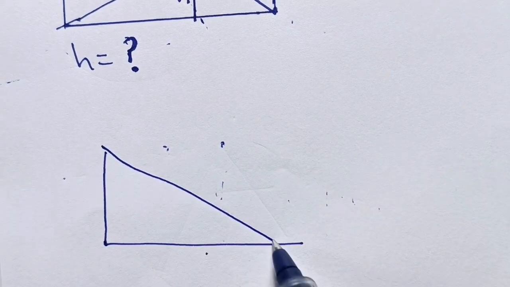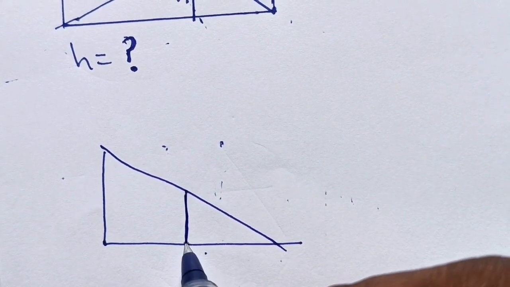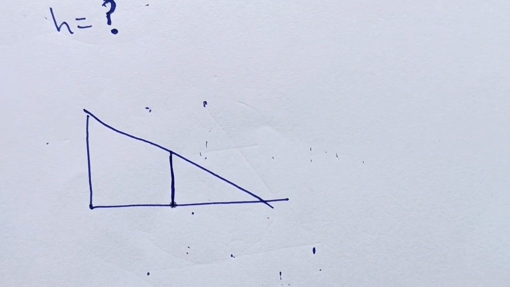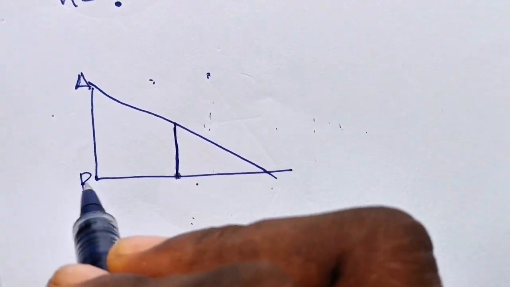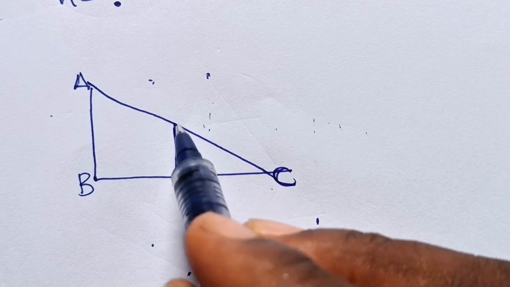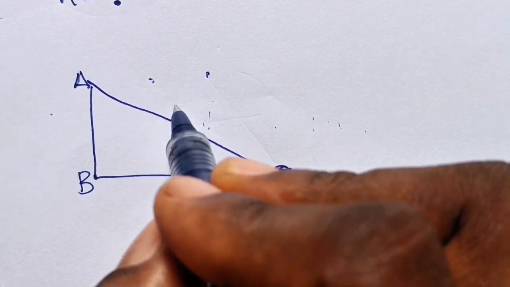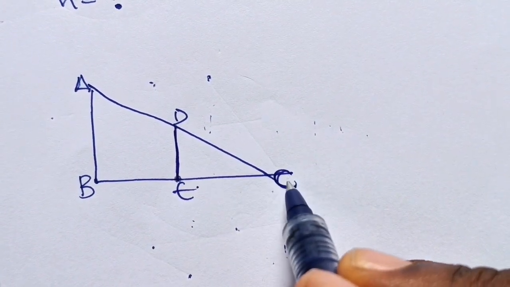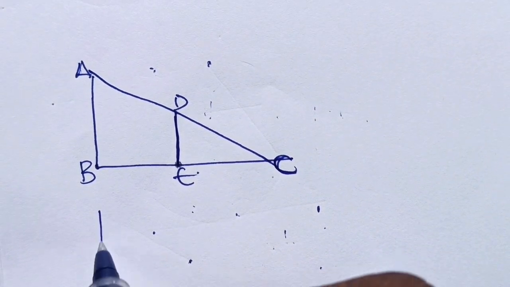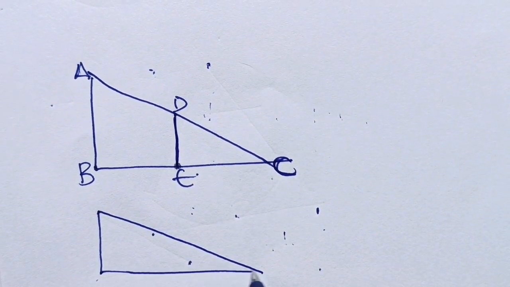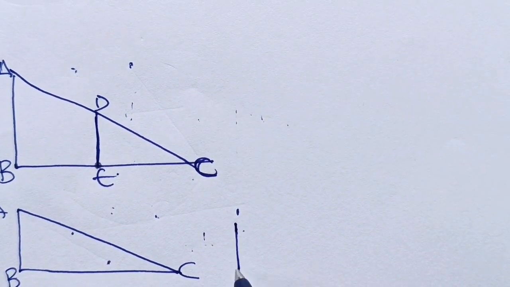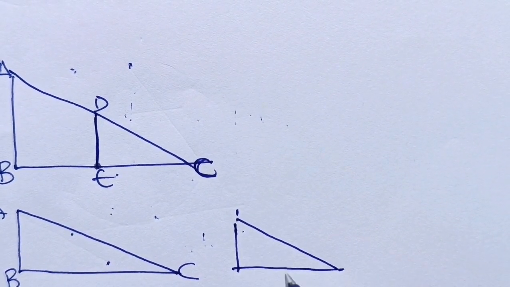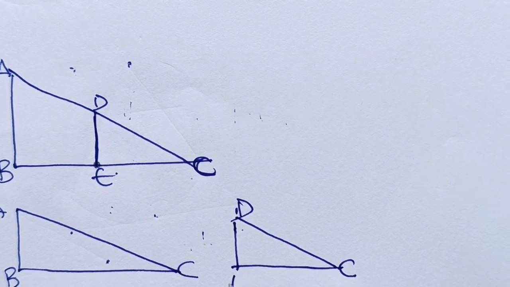So if I have two triangles like this, inside this triangle I have two triangles. The first triangle is the bigger one, let's call it ABC, and the second triangle is the smaller one, let's call it CDE. If we draw the bigger one out, this is the bigger triangle ABC, and then this is the smaller triangle CDE.